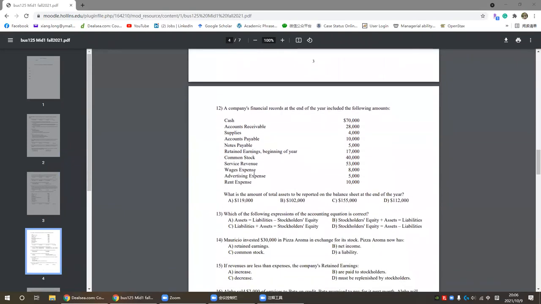Okay, so question 12. It gave you a lot of numbers as usual, and then asks what will be the amount of total assets. So it just asks what will be the total assets. We know that the total assets have cash, account receivable, and supply. So we just need to add all of these numbers together, 70,000 plus 28,000 plus 4,000. So that's how we got the answer of B.